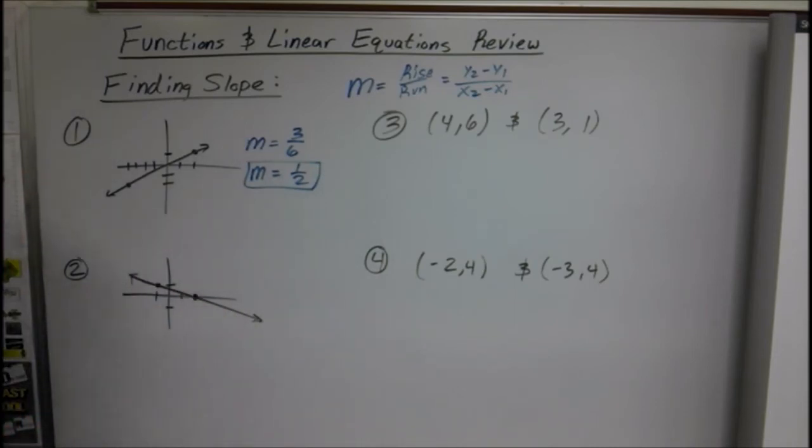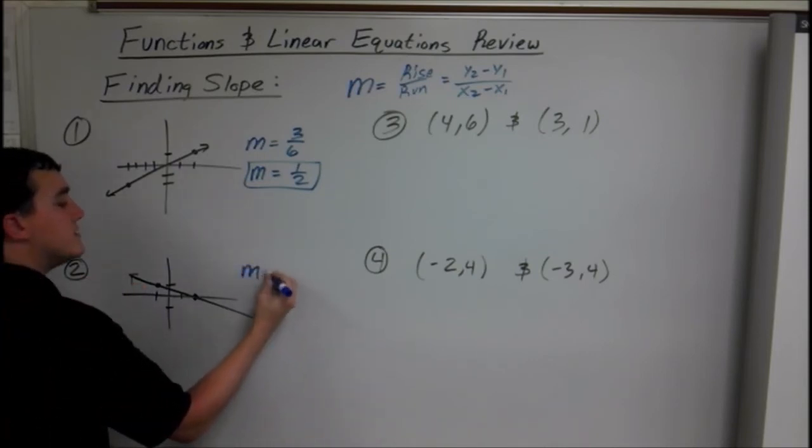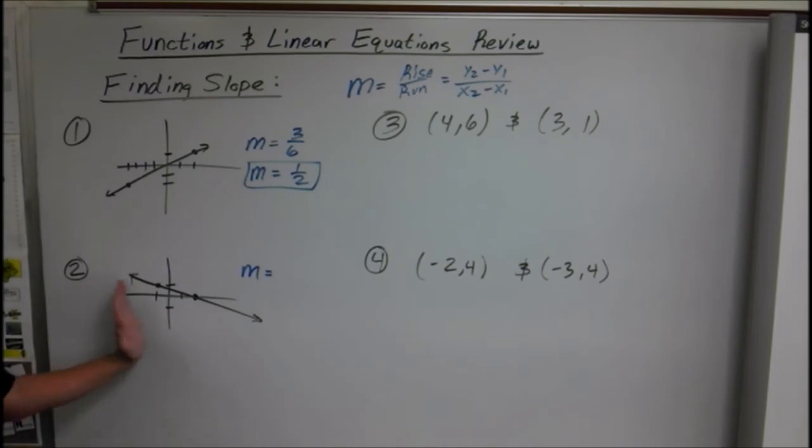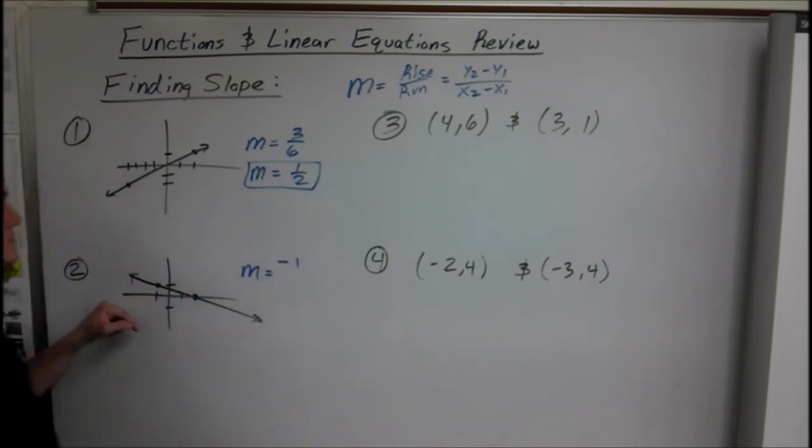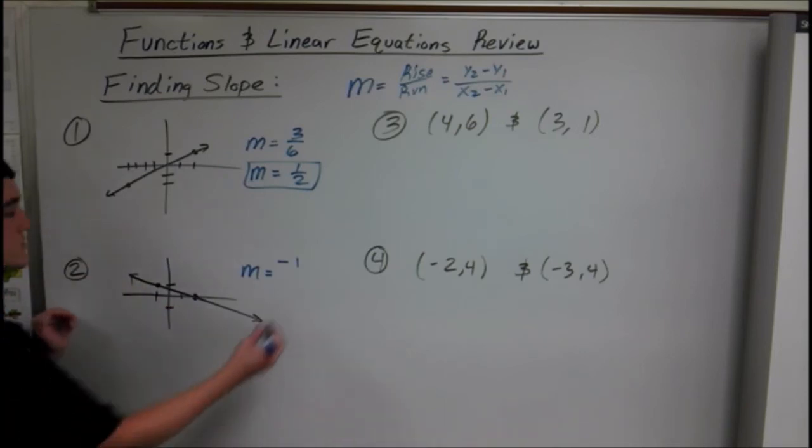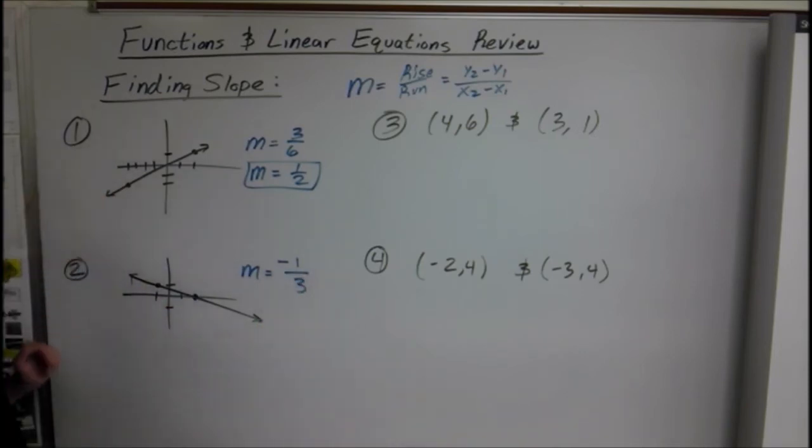This one, same case, rise over run, but this time we're rising down. And we always go from left to right. So we're rising down 1, so that's going to be a negative slope when it's going down from left to right. And then we run 1, 2, 3. So it's negative 1/3 this time. And you can't reduce that, so you're done.